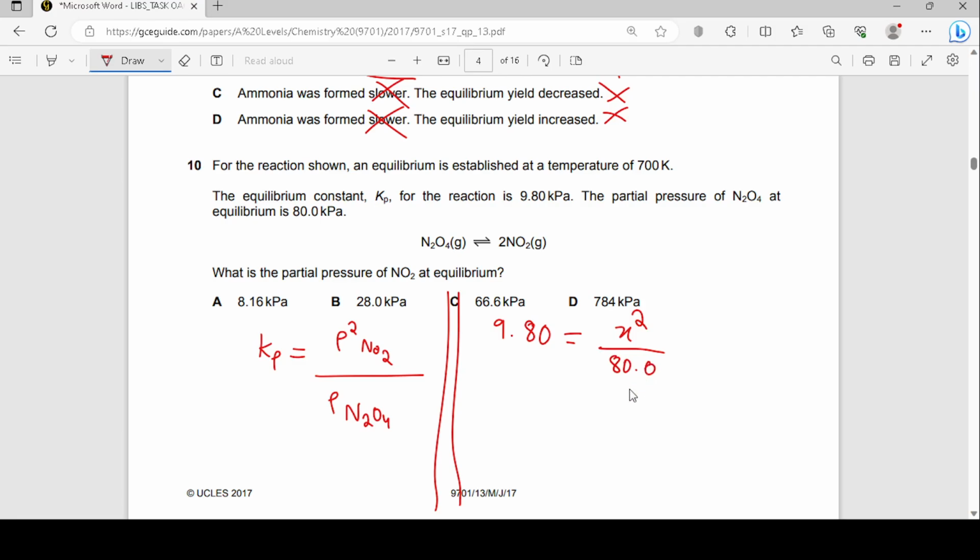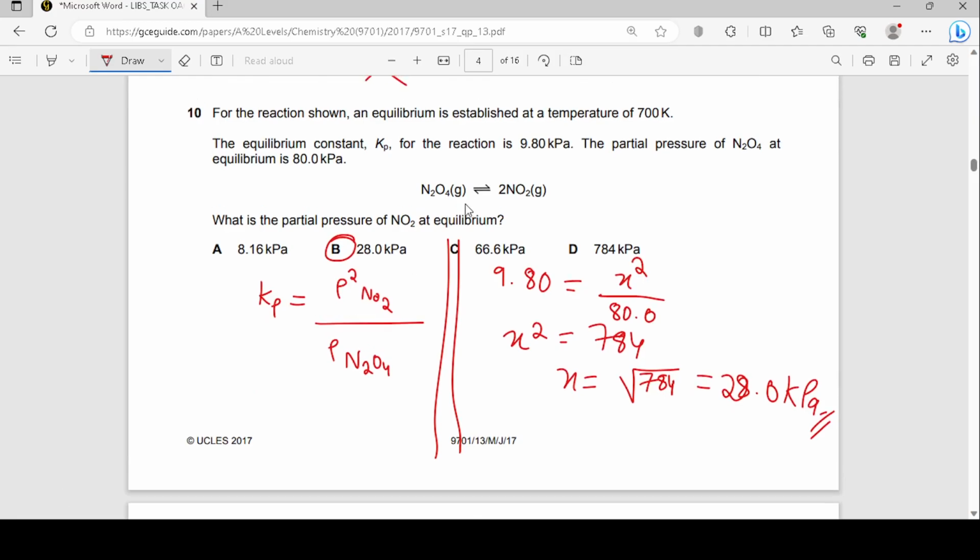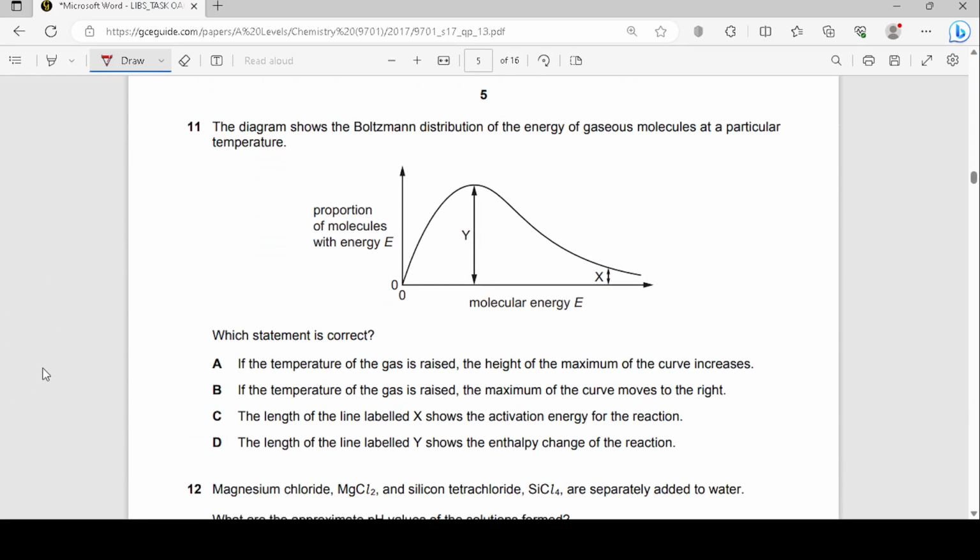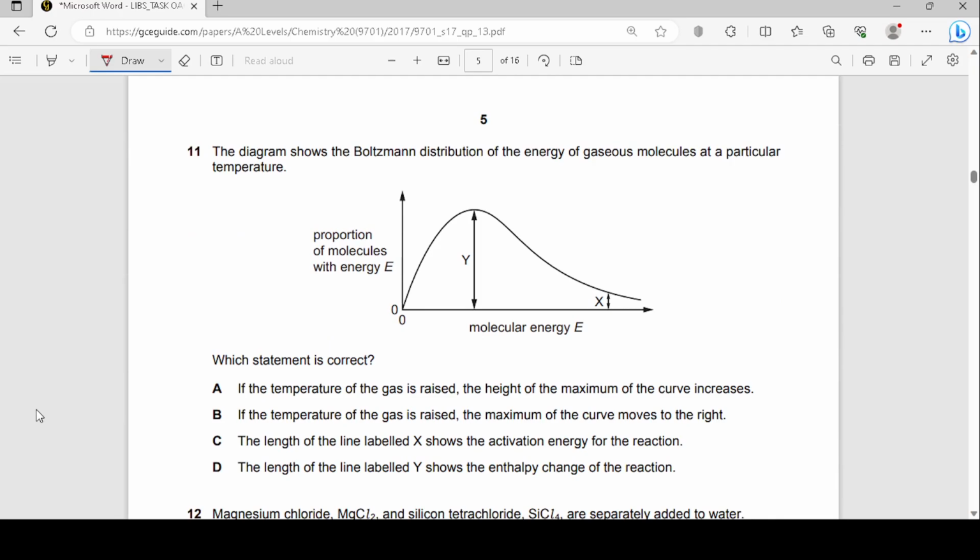Now just calculate this out. So X squared equals what? 9.8 times 80, so that is 784. And then X equals the root of 784, and so that is going to be 28.0 kilopascals. Okay, so your answer for the partial pressure of NO2 at equilibrium is 28.0 kilopascals. Okay, so yeah, next question now.